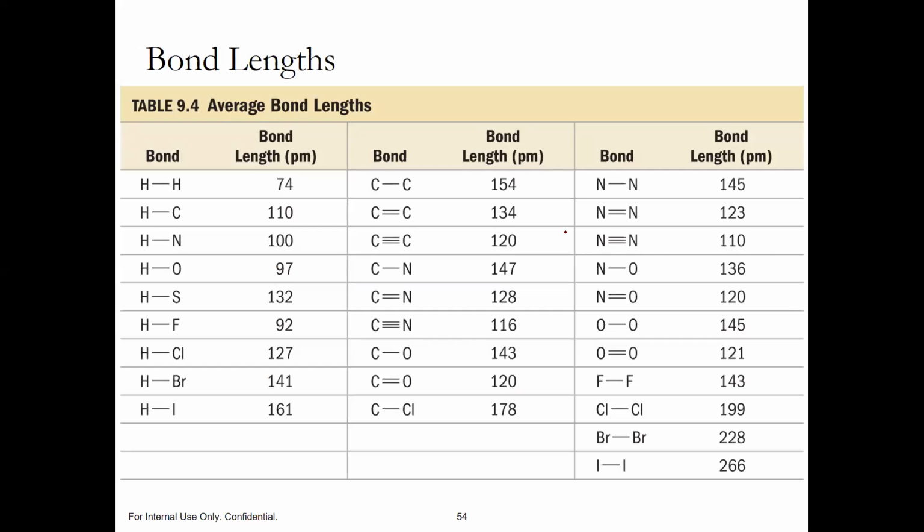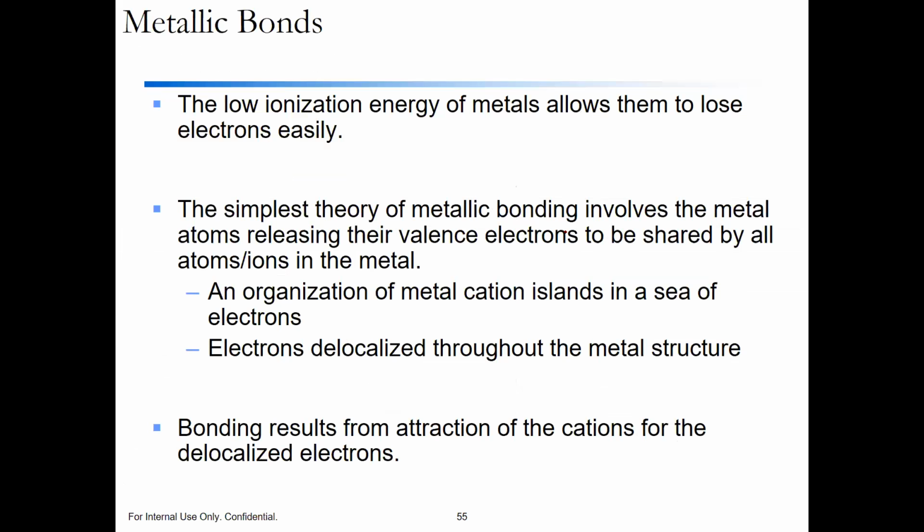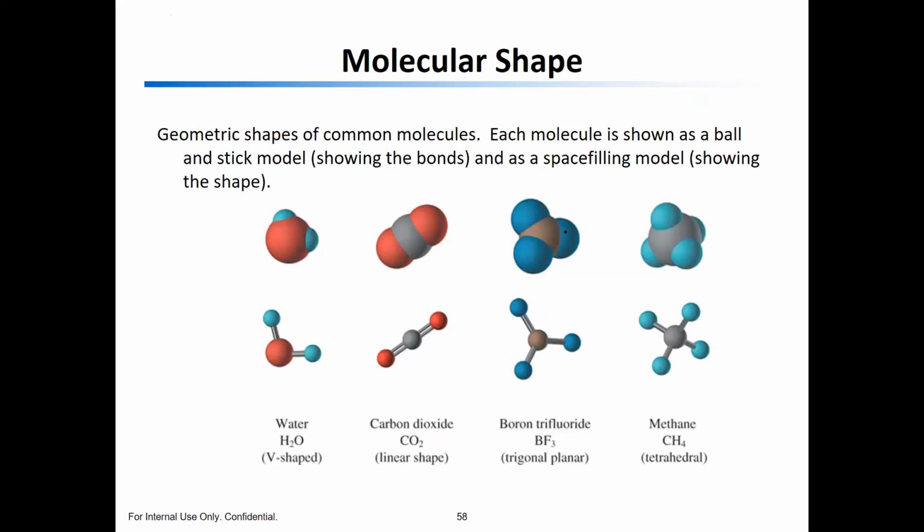And we talked about this last time. We got a table, all these bond lengths, metallic bonds, shapes, VSEPR. We talked about that last time. Does anyone have questions on VSEPR? That was how bonds are formed. So it dictates the model, so it avoids repulsion. Is that what that is?